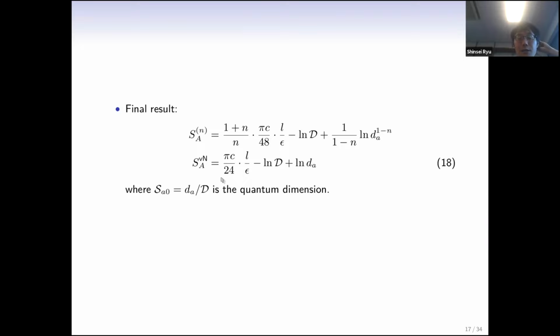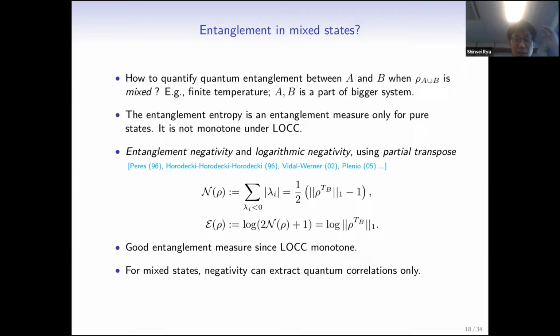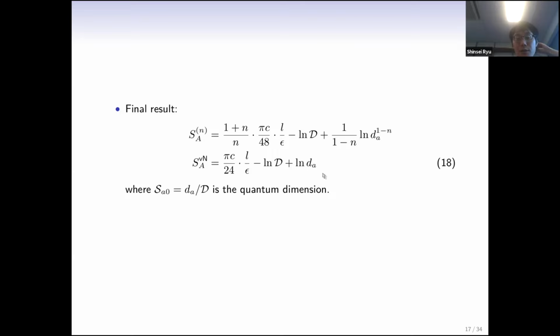There's a non-universal part, which depends on the ratio between the length of the circumference of the cylinder and the regularization parameter. So this is a non-universal part, but there's a universal part, which depends on the quantum dimension and the total quantum dimension. Okay. So that's the entanglement entropy. So we learn that it captures this piece of the topological data.